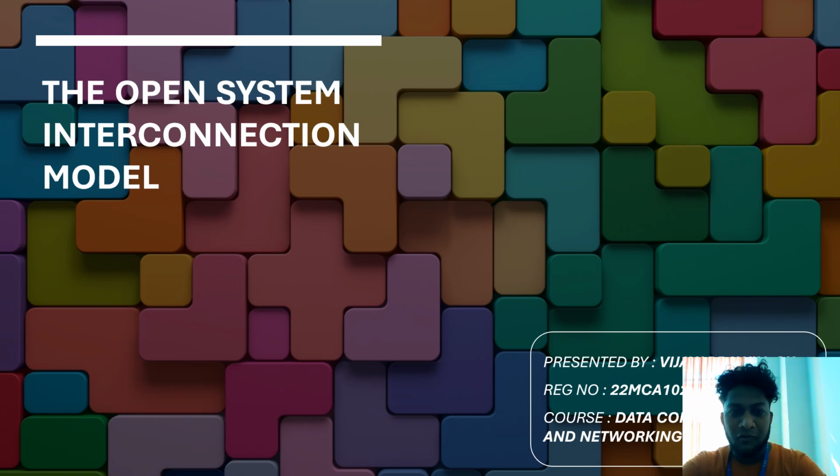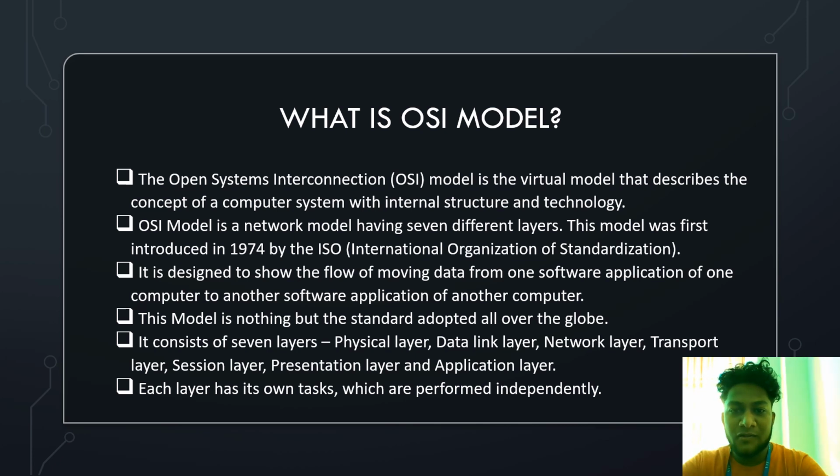Today's topic is the Open System Interconnection model. What is the OSI model? The Open System Interconnection. The OSI model is a visual model that describes the concept of a computer system, its internal structure and technology. The OSI model is a network model having 7 different layers.